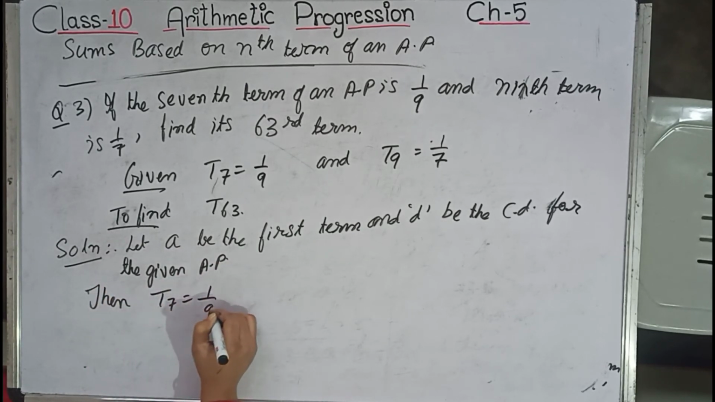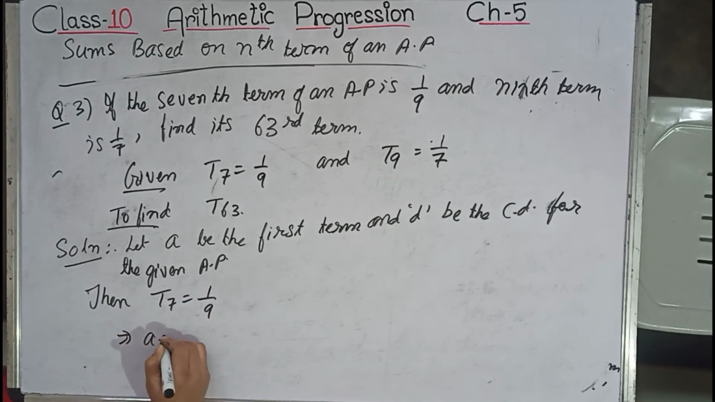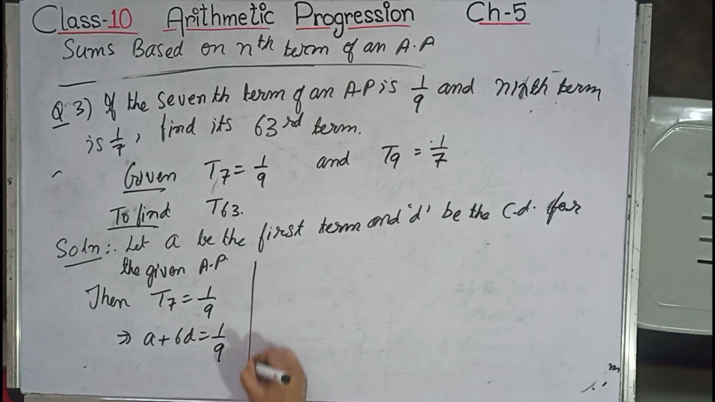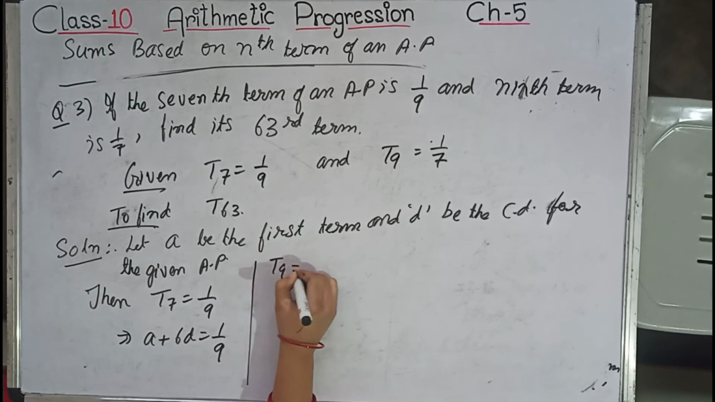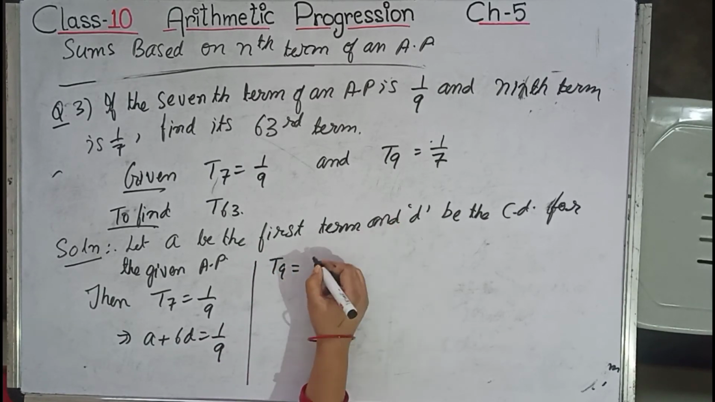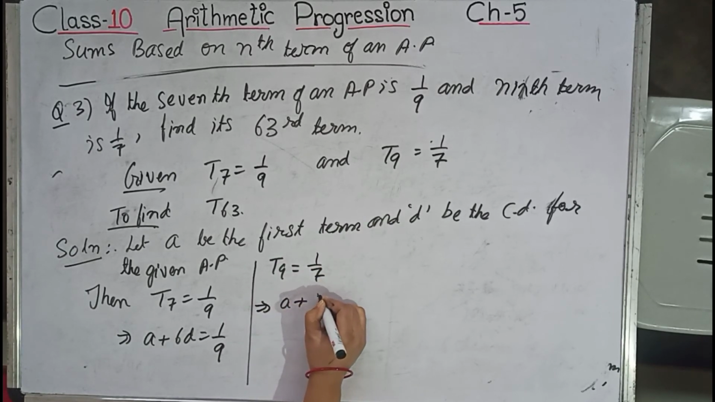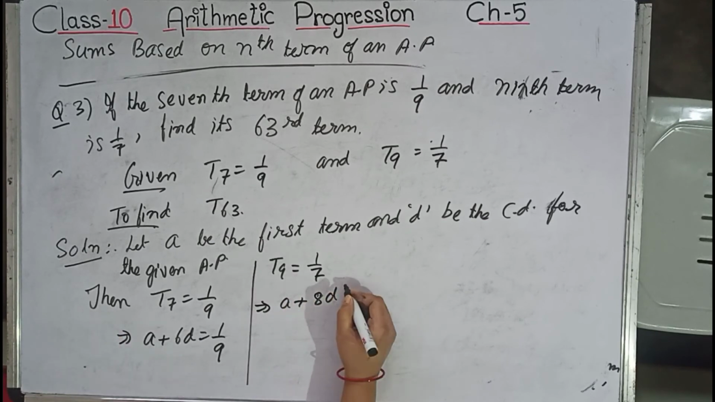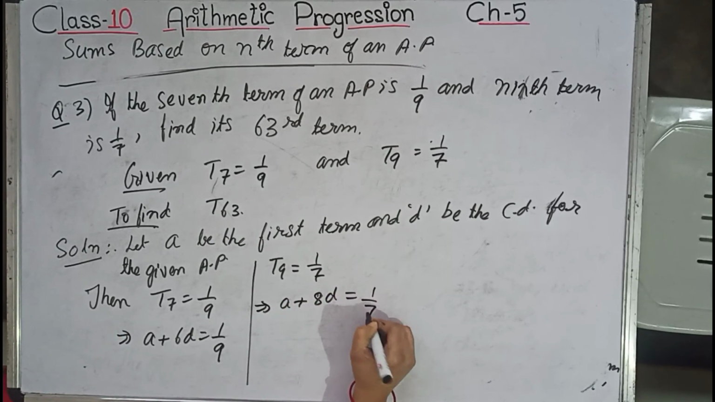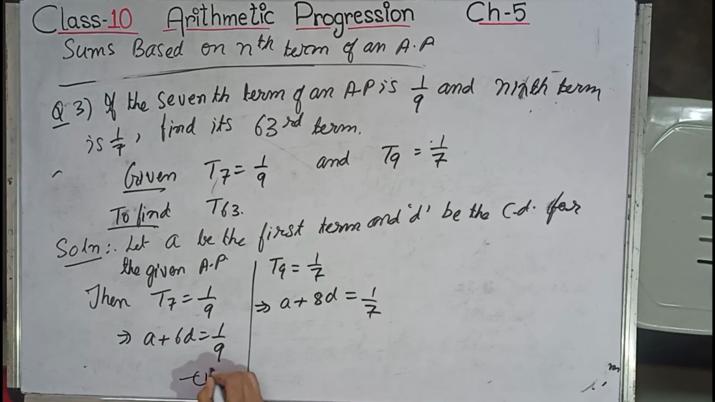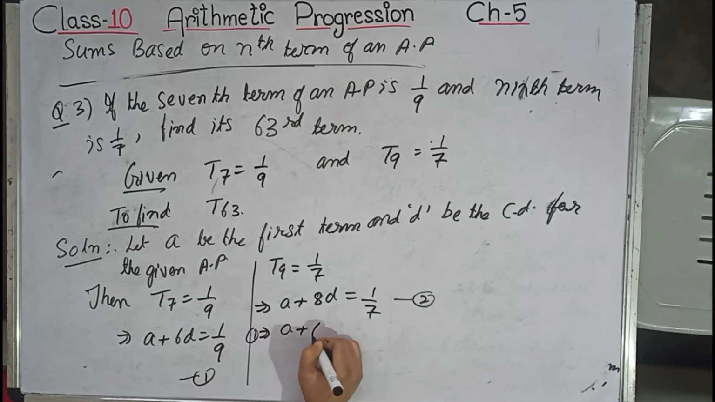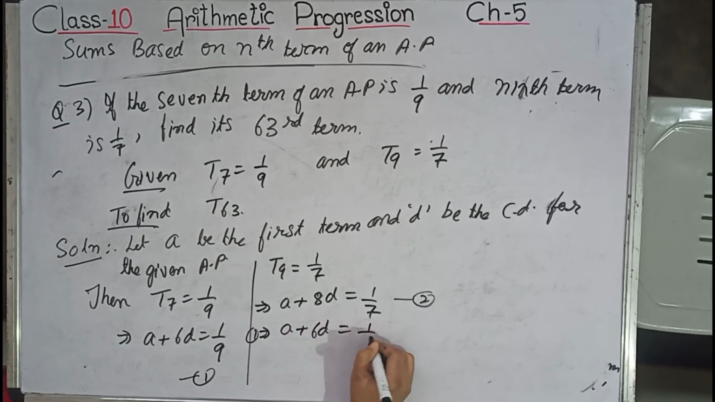T7 equals 1 by 9, which implies A plus 6D equals 1 by 9. T9 equals how much? 1 by 7, which implies A plus 8D equals 1 by 7. Now this is equation 1 and this is equation 2. Now I am writing equation 1: A plus 6D equals 1 by 9.